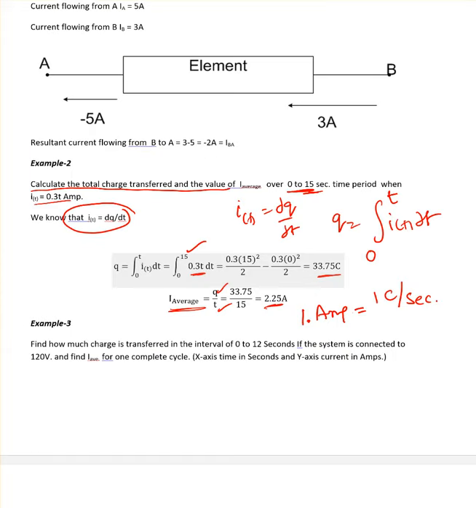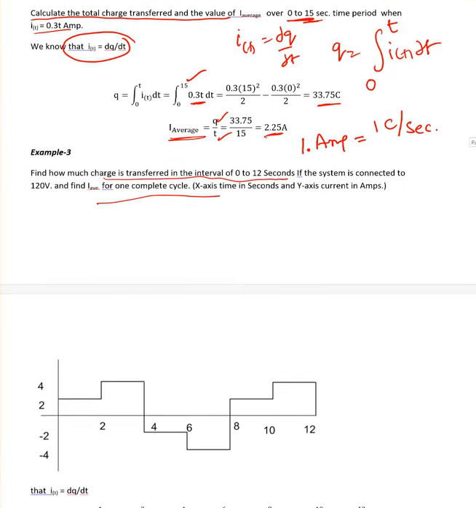Okay. Here is the next example. Find how much charge is transferred in the interval of 0 to 12 seconds if the system is connected to 120 volt, and find I average for one complete cycle. X-axis indicates the time in seconds, y-axis indicates the current in amperes. So basically he's talking about this diagram.